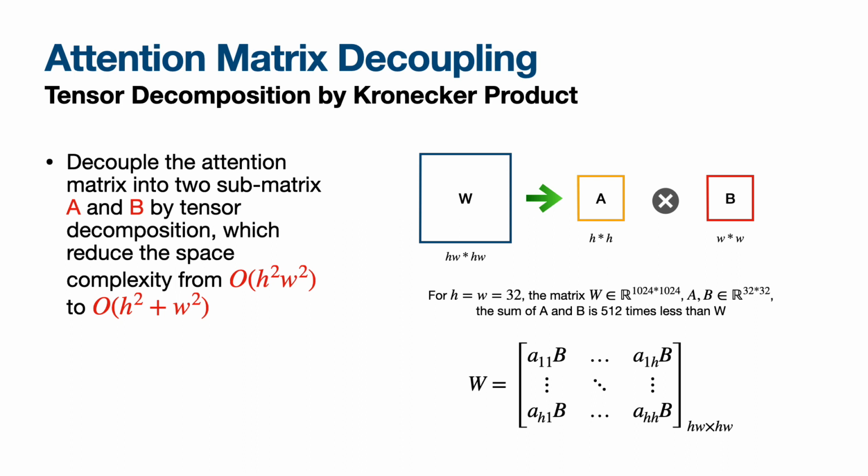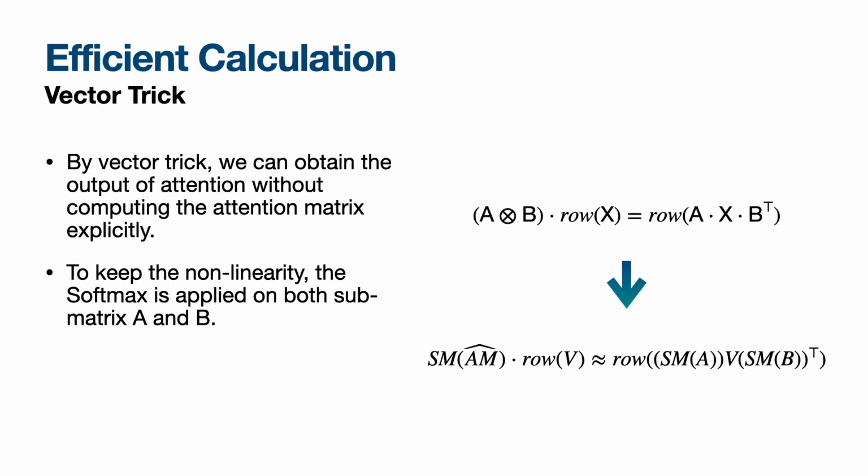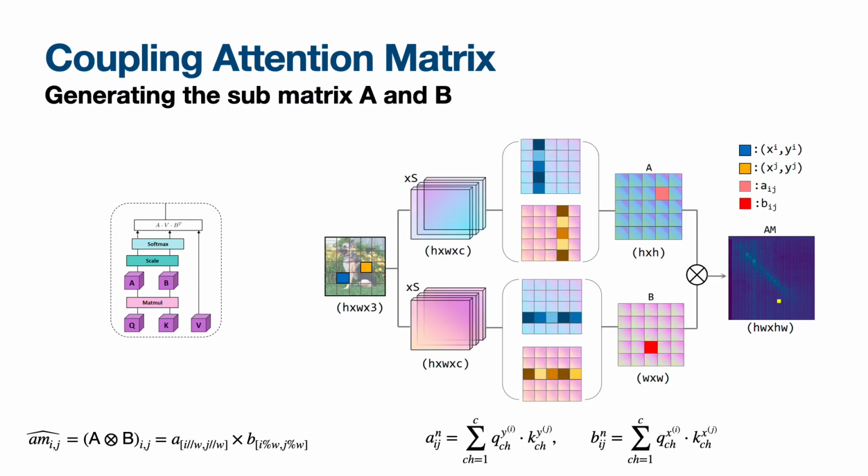the traditional attention matrix. Another advantage of coupling attention is that we can calculate the output of attention without computing the attention matrix explicitly, by a vector trick. The specific implementation can be seen in the paper and the code. Then there is only one question left: how to generate the sub-matrices A and B. We apply the preconceived setting of sizes of A and B as H times H and W times W respectively.